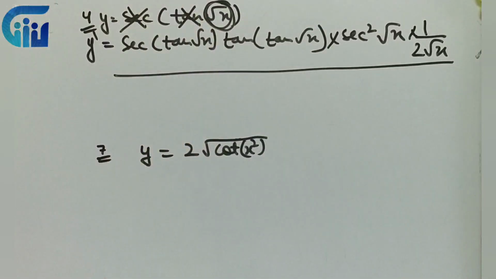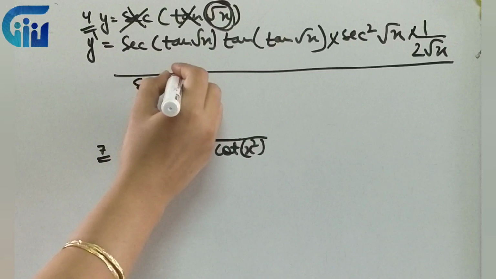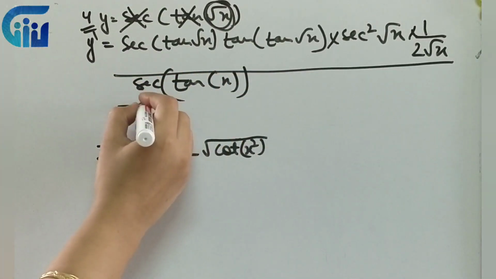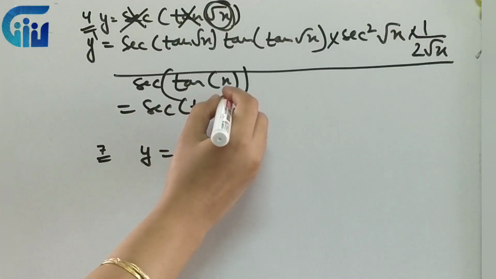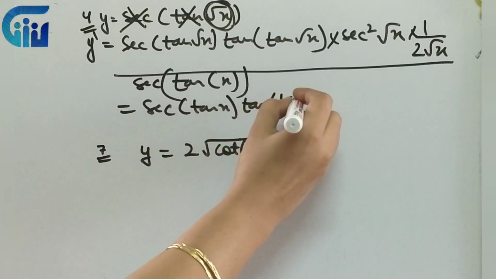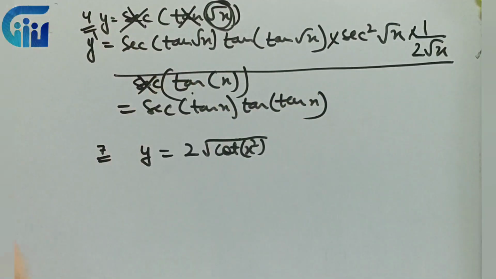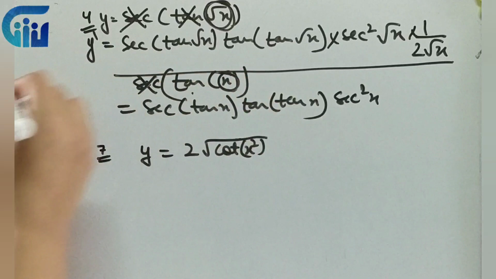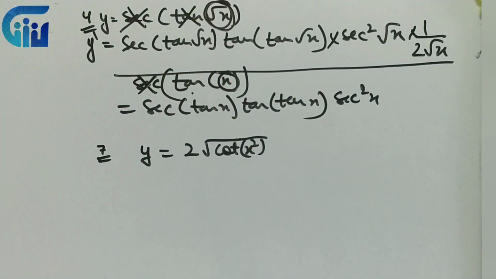Like, had it been sec tan x, then I would have written the derivative as sec tan x, then tan x, and then I would have moved to the function of that angle, that is tan. So I would have written secant square x. Now I would have observed the angle of tan, which is x, the derivative is 1, so I would have stopped here. But since it is root x, we will be differentiating root x as well as 1 upon 2 root x. Okay, now next question number 7.